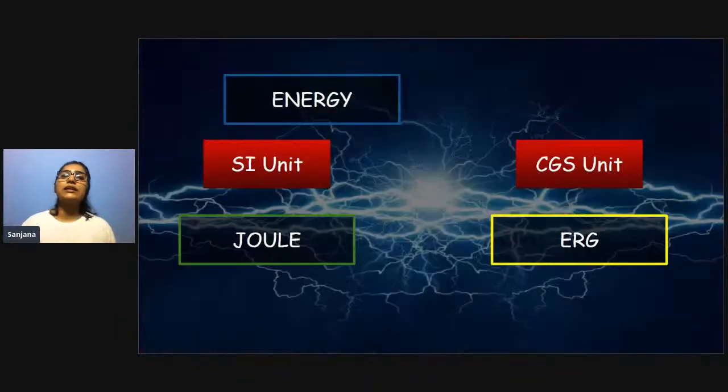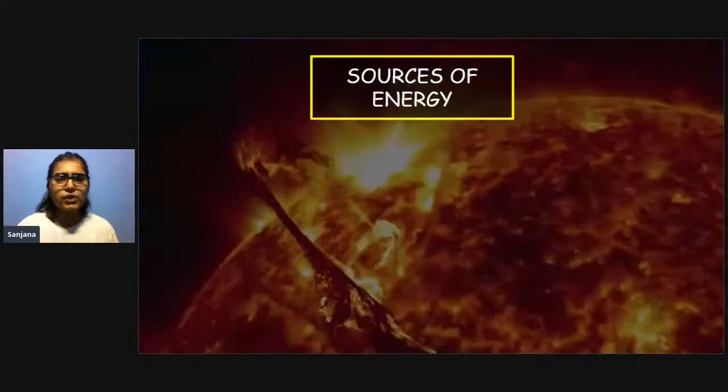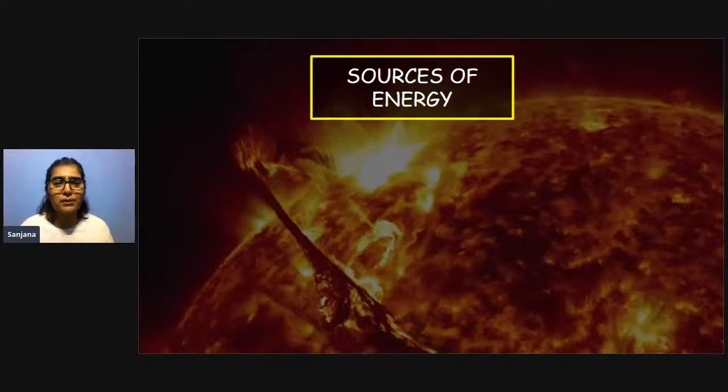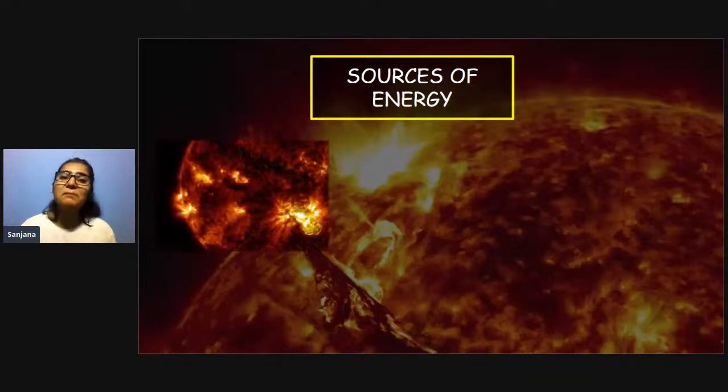Now, once again, let me just repeat, energy and work are interrelated, and energy is the capacity to do work. After that, the question comes, what are the different sources of energy? We have been learning it from a very young age. Where do you get energy from? The picture tells you where you're getting energy from. People, the main source of energy is the sun. The sun is the main source of energy.